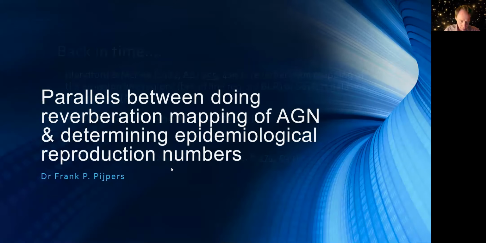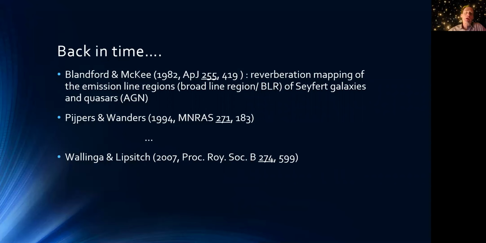So I go back in time a bit to a quite old paper by now of Blandford and McKee, where they first proposed that you could map out the density, the gas density of interstellar gas in emission line regions around the nuclei of active galaxies.